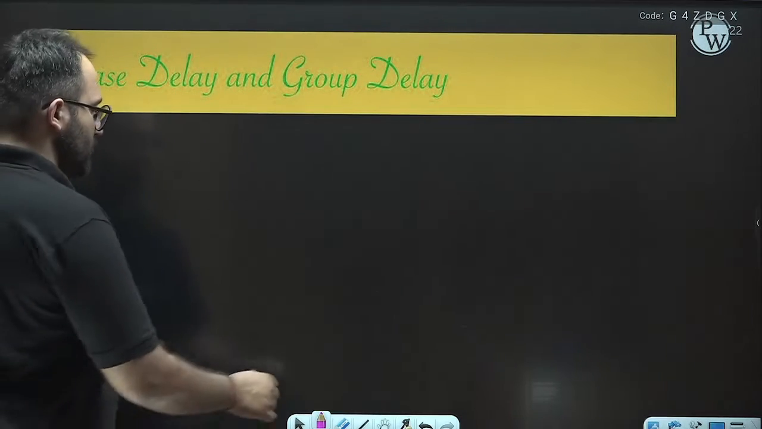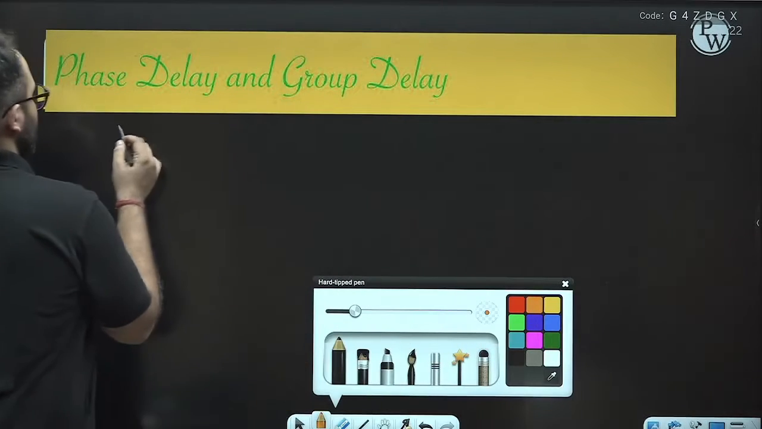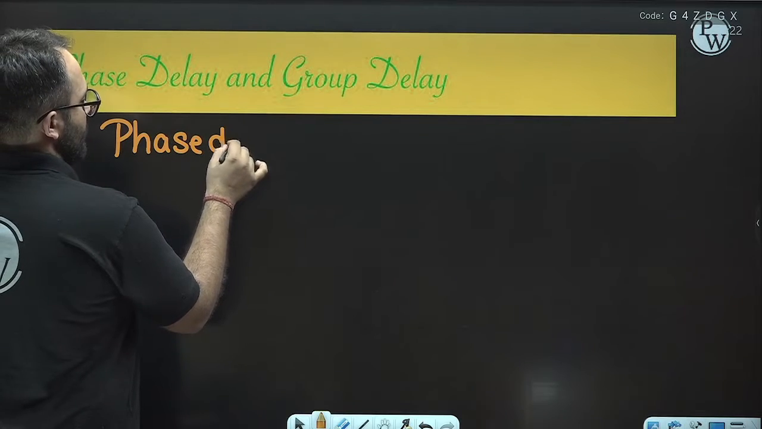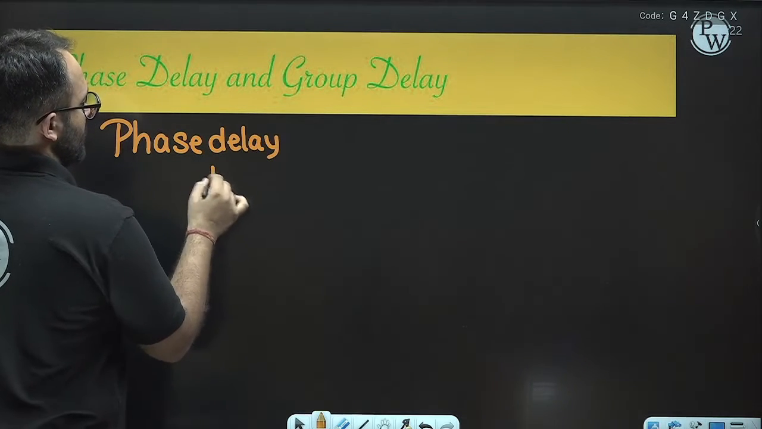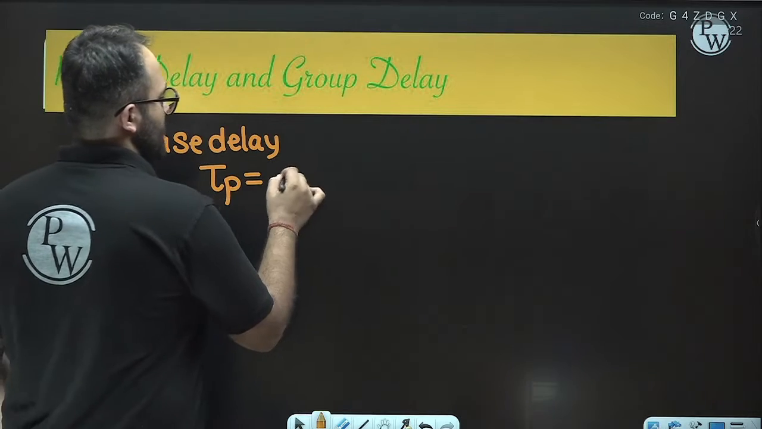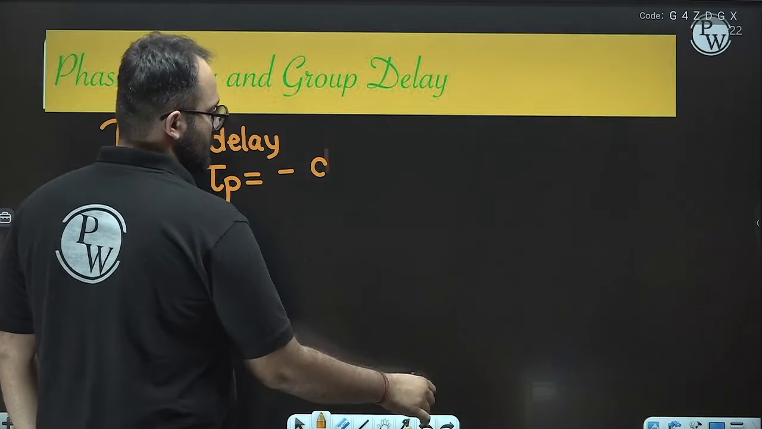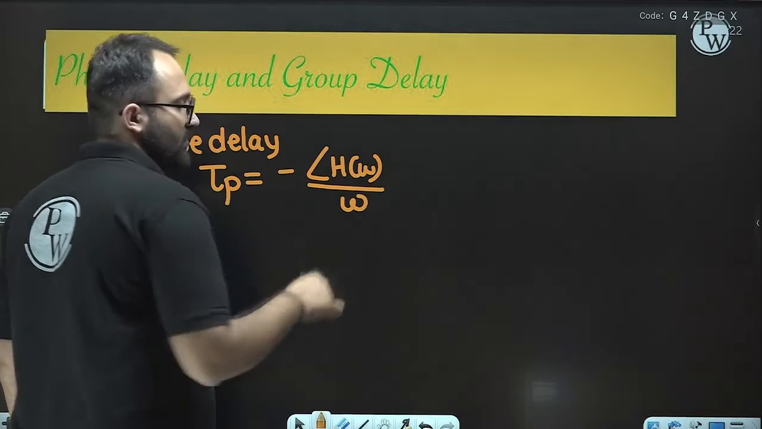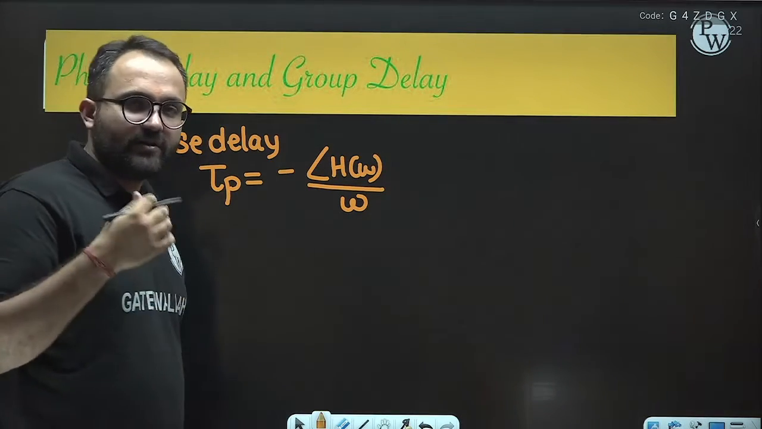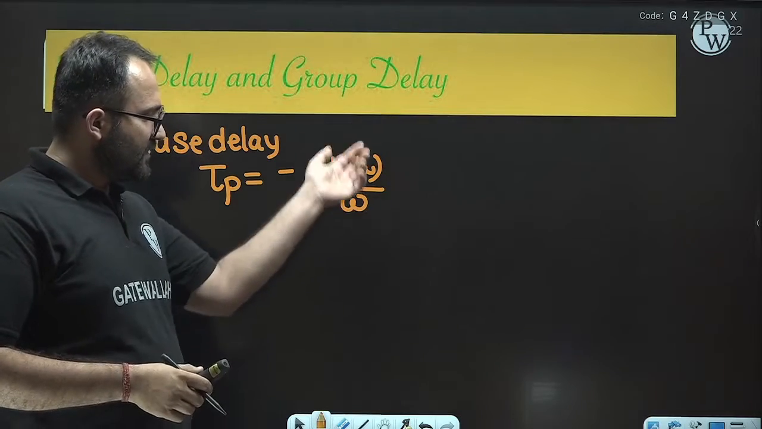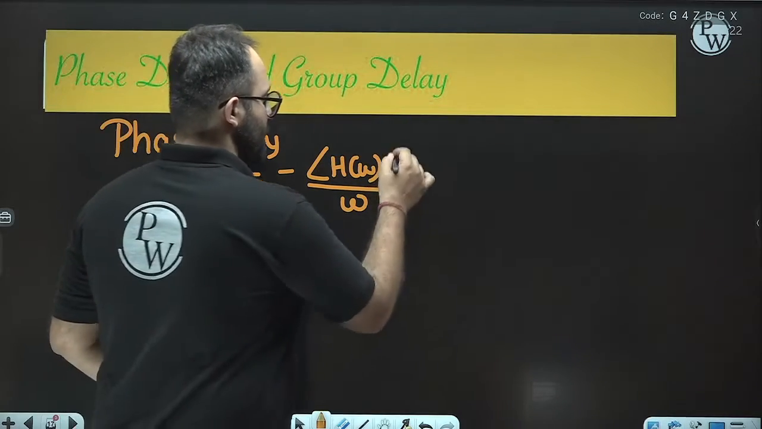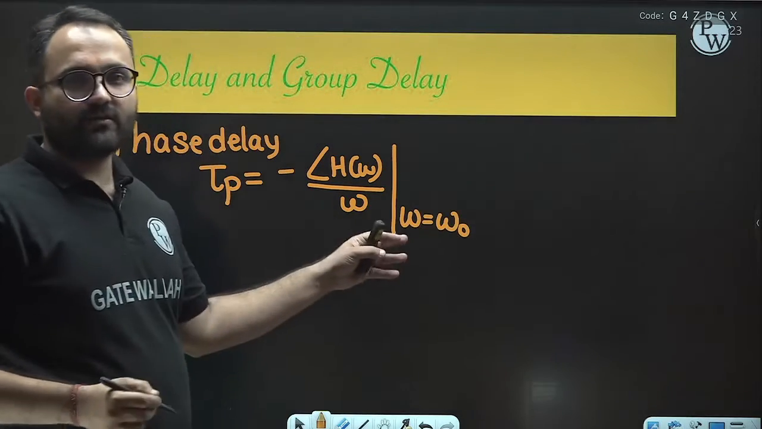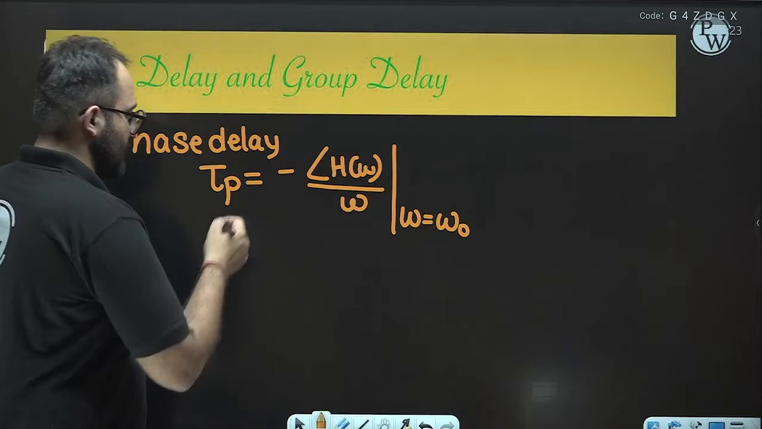Great. So the formula is phase delay, that is tau p, is equal to minus the phase of H(omega) divided by omega. So if they are asking for the phase delay at a particular frequency, simply apply that frequency here, at omega equal to omega naught, or any frequency which is given in the question, you can apply that frequency and get the result.